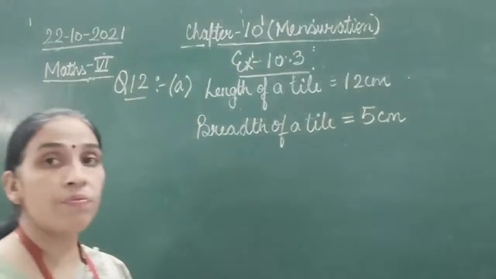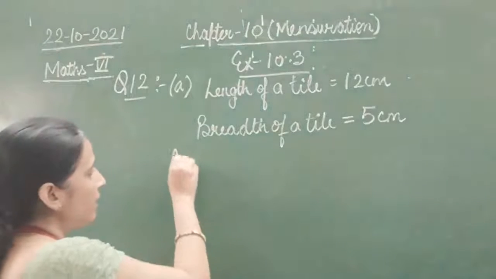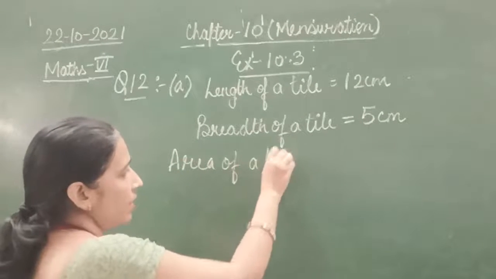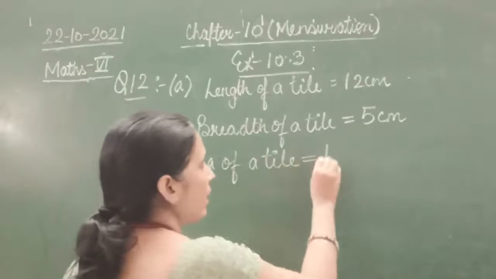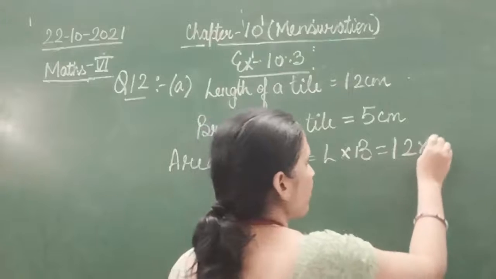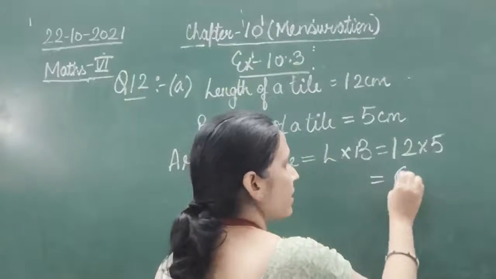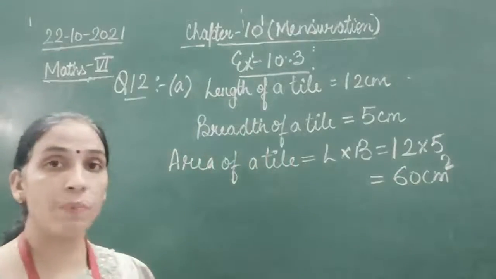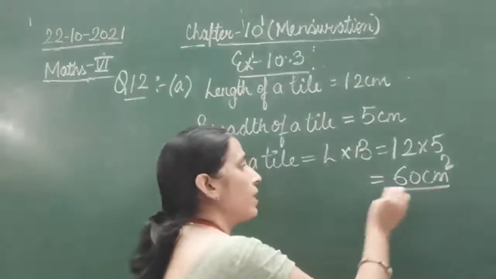Then the area of a tile, we can find it out. Area of a tile is length into breadth, that will be 12 into 5. 12 times 5 will be 60 centimeter square. This will become the area of one tile.